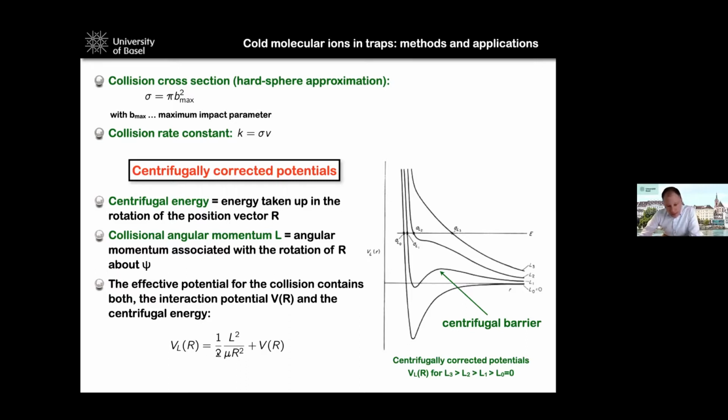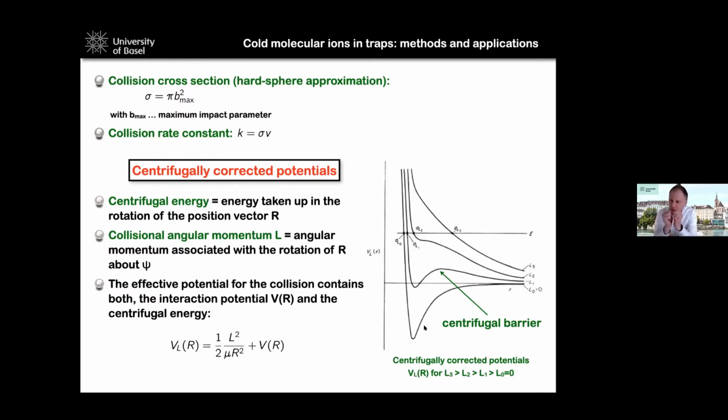And if you now look at the form of this effective centrifugally corrected potential, then you see it has these two components as discussed. If you look at typical interaction potentials between atoms, but also between molecules, then they typically have qualitatively this sort of shape, as a function of the distance between the two particles r. They have an attractive part, which is usually long range.